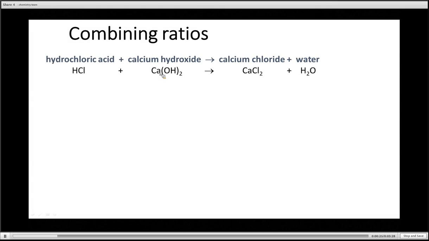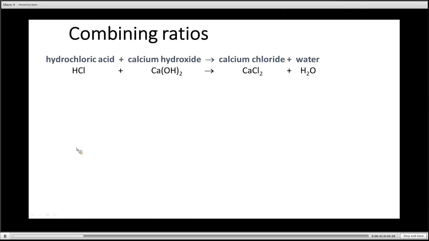HCl, calcium hydroxide: it's Ca2+, so it needs two hydroxides, and then it forms calcium chloride, so there's the Ca2+ with the two chlorides to balance the charge, and then water, H2O.